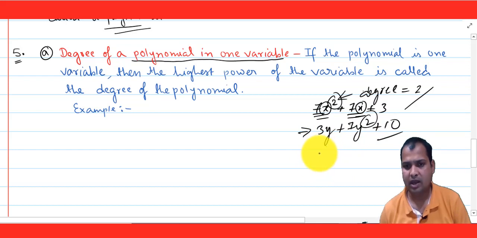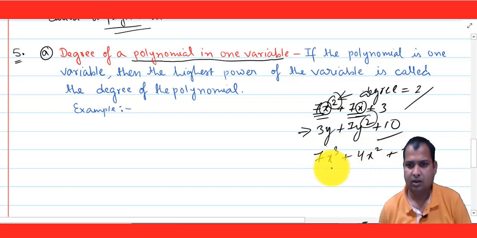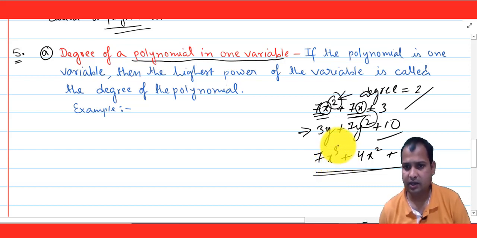If I had written something like this, now here if you see, this is a polynomial in one variable. Now we have to find the degree of this, so we will see the highest power. So highest power is 3 over here. So degree of this polynomial will be 3.